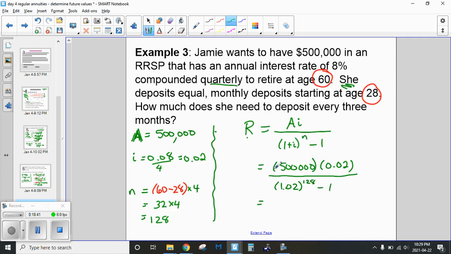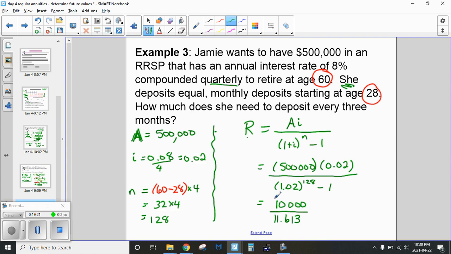And again, there's a lot going on, so we have to be careful about using our calculators. I'm first going to simplify the numerator. 500,000 times 0.02 is 10,000. So I simplified the numerator, and separately I'm going to simplify the denominator. 1.02 raised to the exponent 128, so find that answer and subtract 1 from it. The denominator simplified becomes 11.613 approximately. I rounded that off.